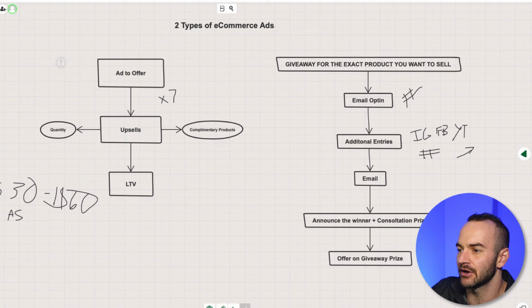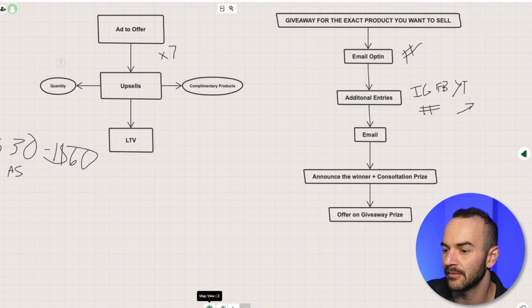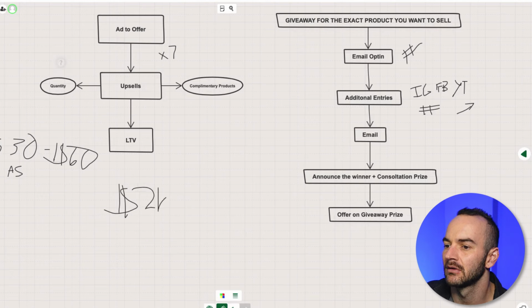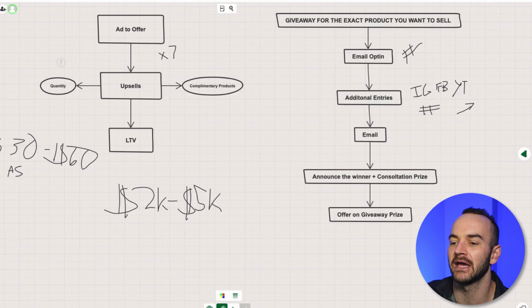So best case scenario, you get a ton of followers and you get a ton of sales. Worst case scenario, you get a ton of sales and you realize that you need to change your offer. So that's why this model also works really great for businesses that are still testing to see if people want what you're selling at all. Because in this kind of ad campaign, you probably need to spend $2K to $5K before you figure it out.